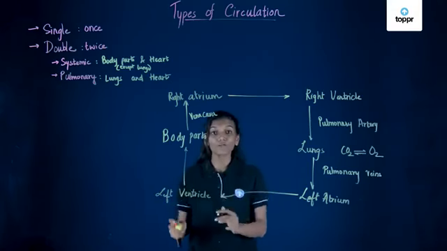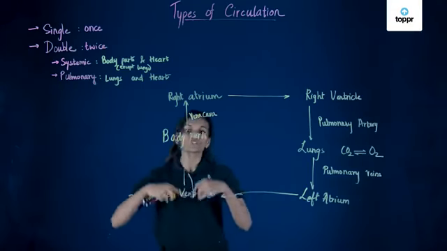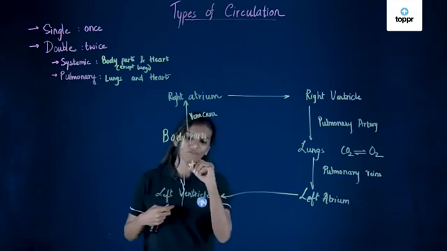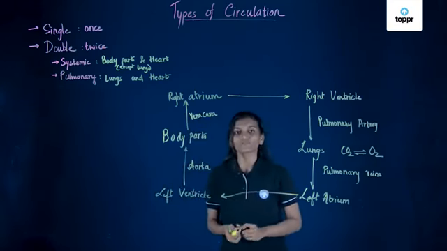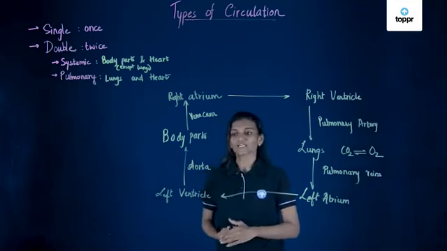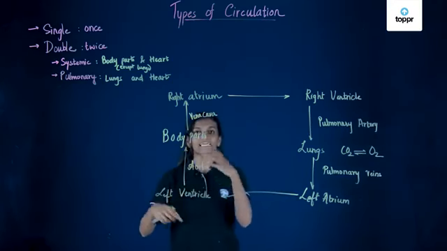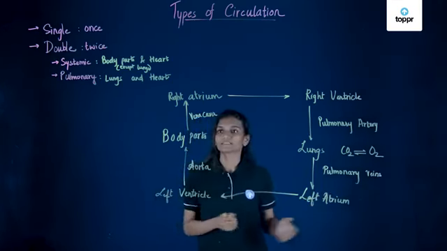After it goes to the left ventricle, we will give it to all the body parts. We are giving the pure, oxygenated blood to the body parts with the help of the aorta. Now the aorta is the largest artery of the human body. So the pure blood is again given to all the body parts.